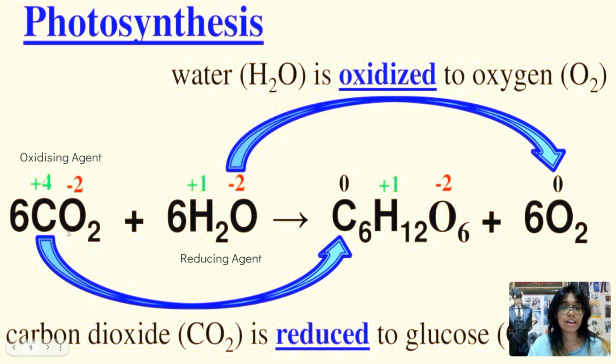Okay, and as you can see here, we have leftover stuff. So this oxygen in this carbon dioxide is just going into this glucose, while this hydrogen is going into the glucose as well. So everything is accounted for.